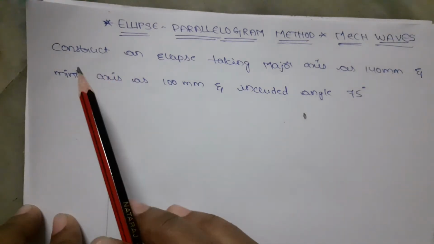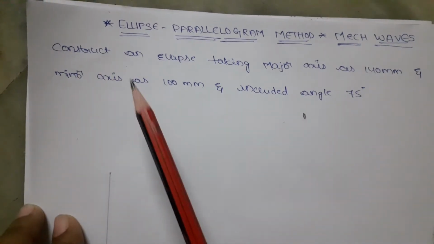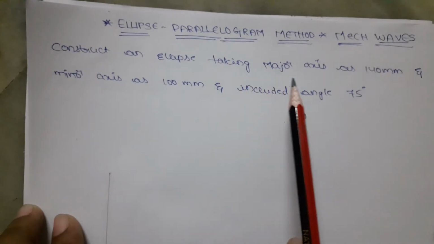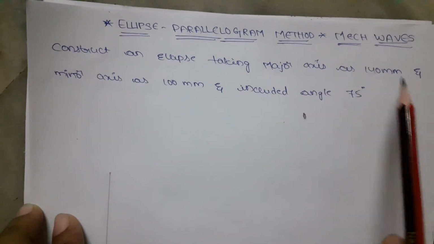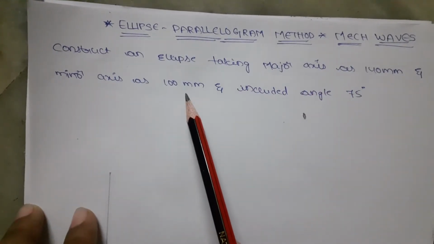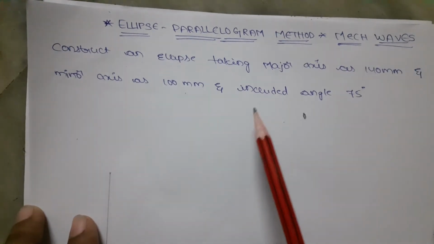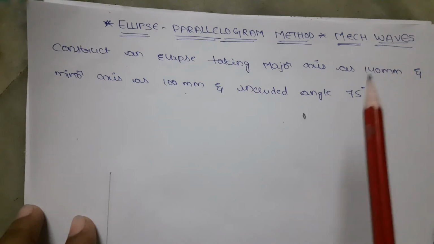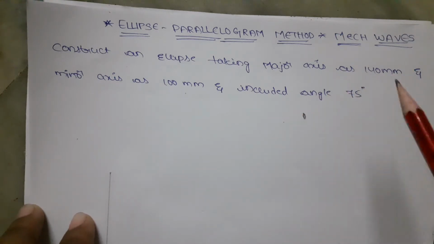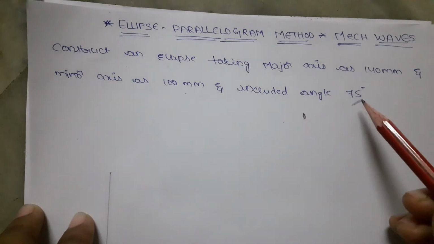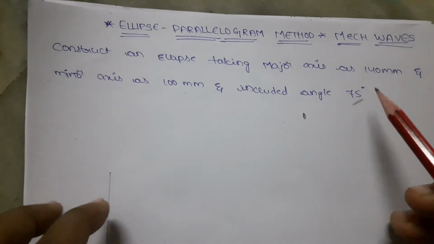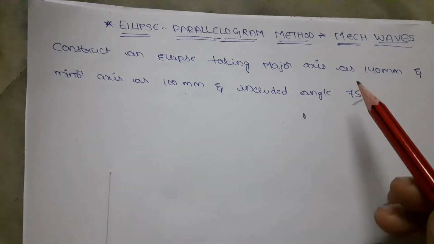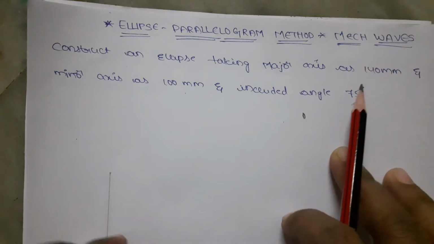In this method, the question will be asked like this: construct an ellipse taking major axis as 140 mm and minor axis as 100 mm and included angle of 75 degrees. So in this method you will have an extra one, that is an included angle. The included angle will be given along with the major axis and minor axis.